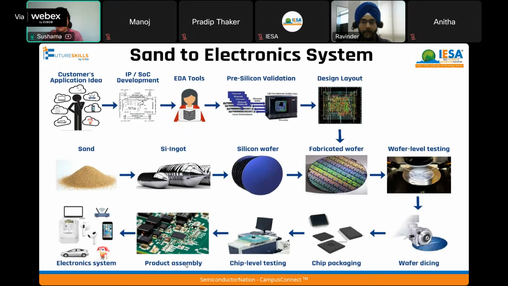So in this webinar, we intend to cover the entire journey from sand to electronic systems. The slide shown here gives us the global picture of how this journey starts and what things are covered in it. In this series, we intend to cover one block at a time, as you can see from this slide deck, and to give faculty and students an overview of how it starts from sand and how a mobile phone ends up in our hand.